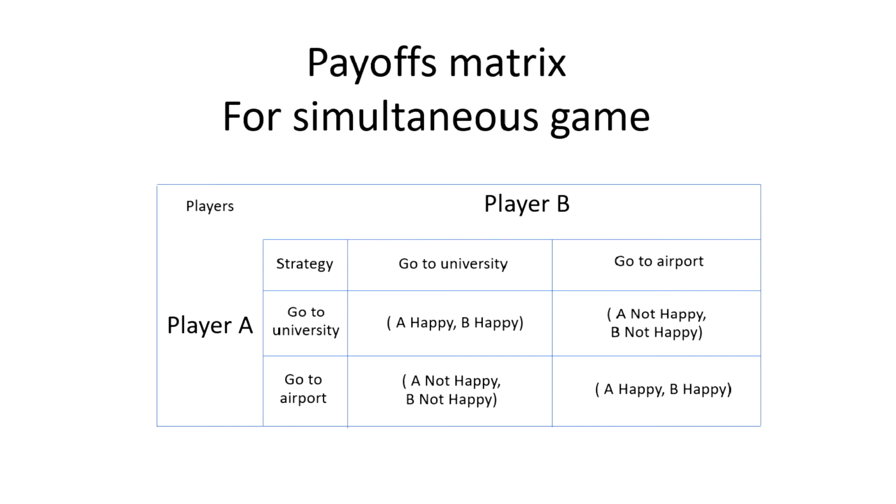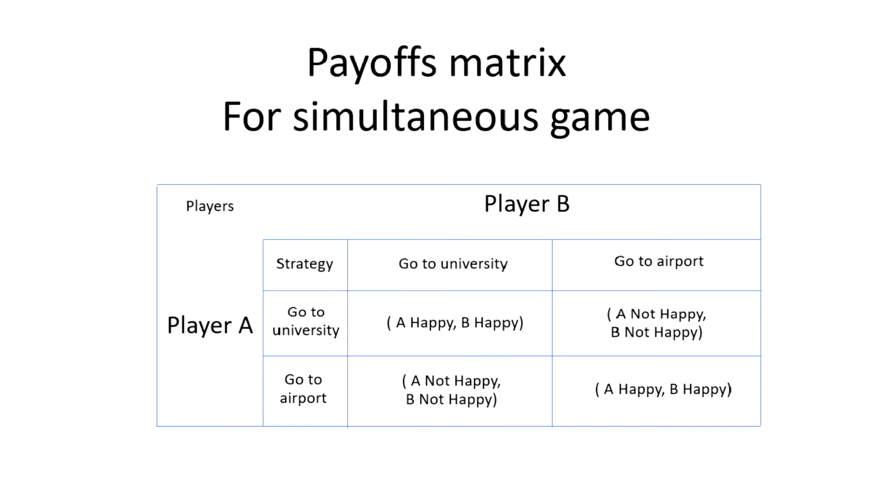Looking at the payoffs matrix for the simultaneous game, you see we have player A on the left hand side and player B on the top of the table. And then we have two strategies. First, go to university, and second, go to the airport. You are familiar with these payoffs because this is the example from the last lecture. So you see the payoffs in the matrix.